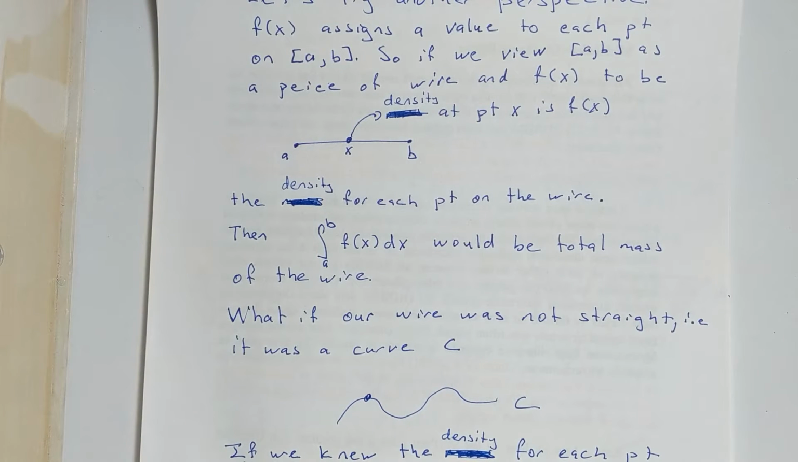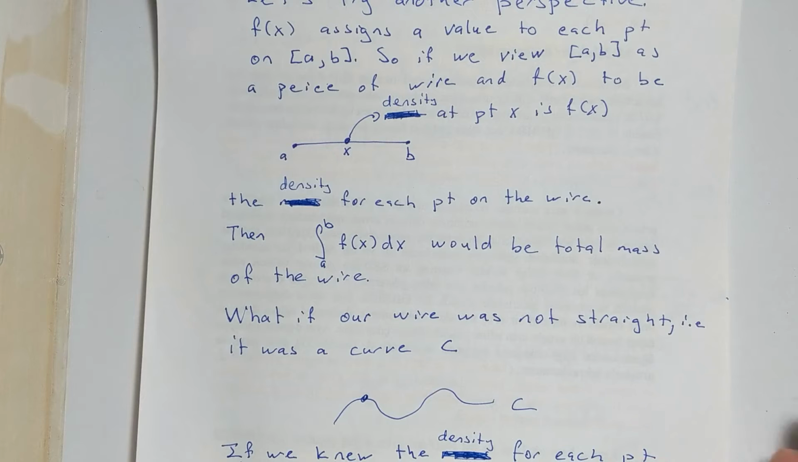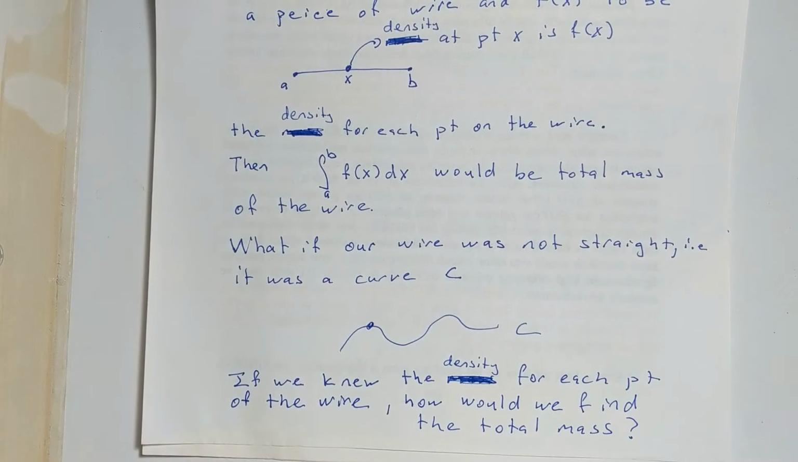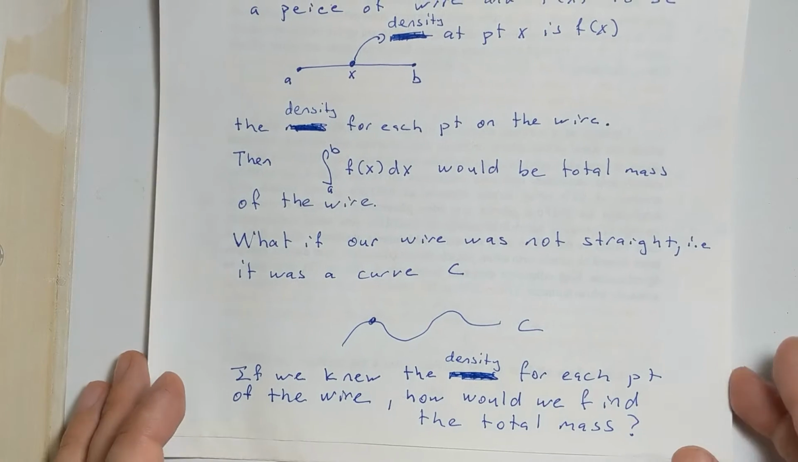But what does it mean? It's not a straight piece of line. What does it mean to integrate over a curve? How would we, for example, find the mass of this? That's going to be our motivation. How would we find the total mass if we know the density?